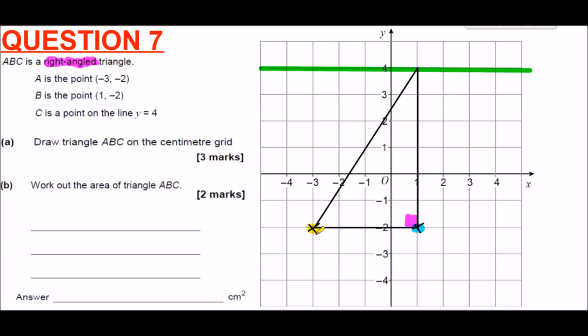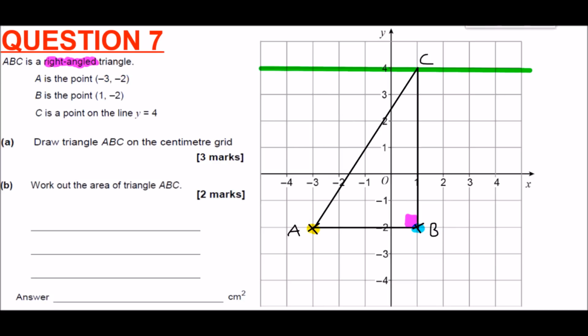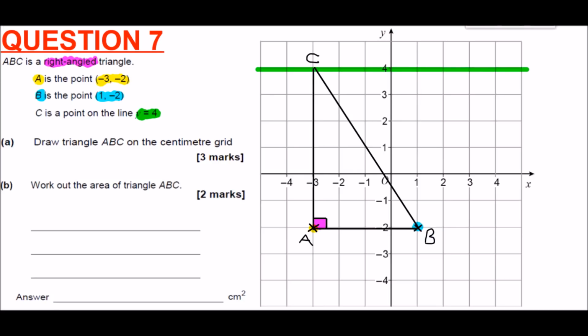One option is here, A, B, C. And the second option is the first one I drew, which is back here with A, B, C looking like this. So obviously just draw one triangle, either this triangle or that one. Doesn't matter which one you actually draw.